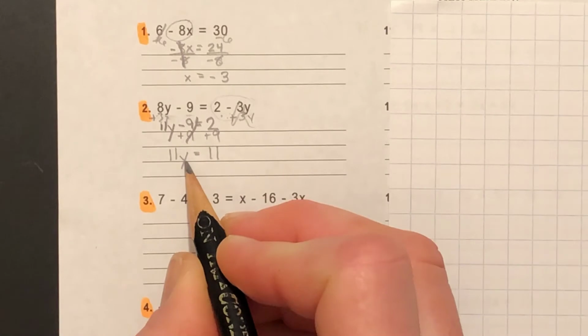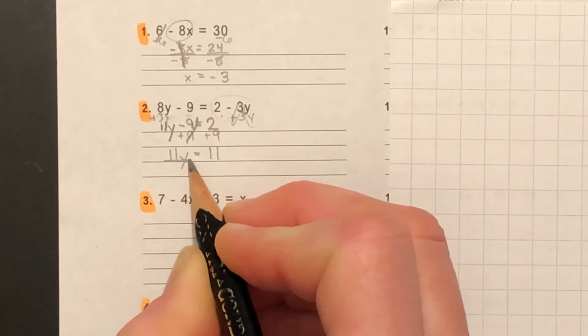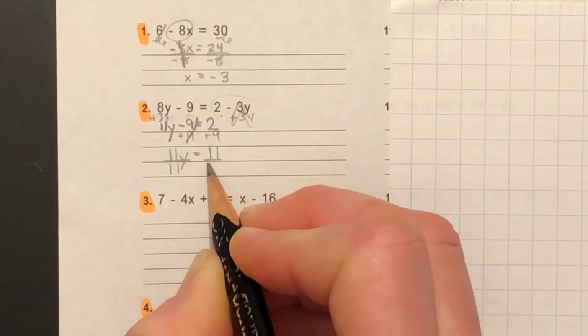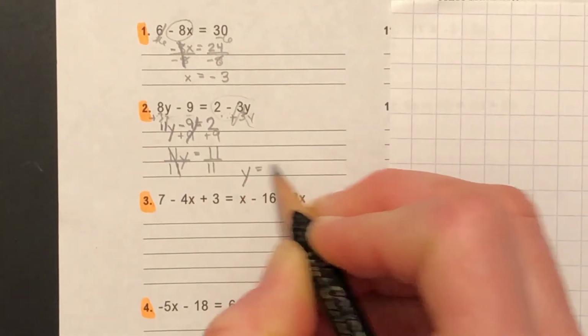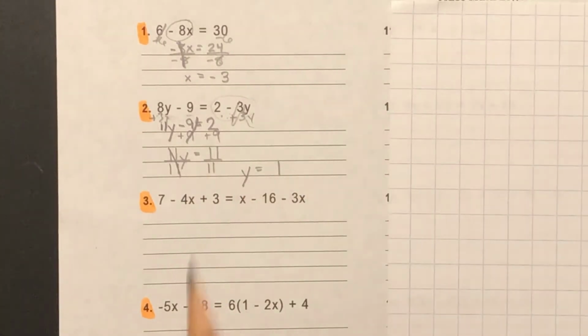Now to isolate just the variable, I'll divide both sides by 11. That cancels out. Y equals 1, because 11 divided by 11 is 1.